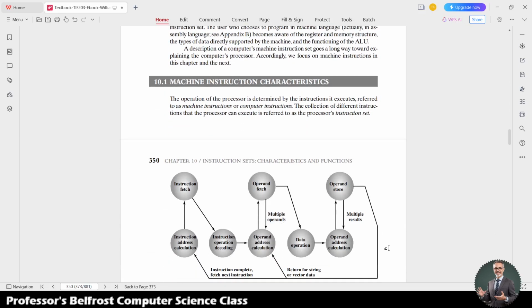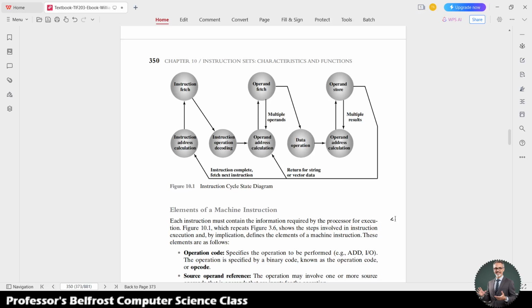Okay, so let's see. The operation of a processor is determined by the instructions it executes, referred to as machine instructions or computer instructions. And the collection of different instructions that the processor can execute is referred to as the processor's instruction set.